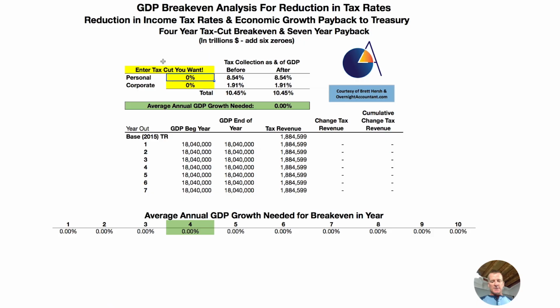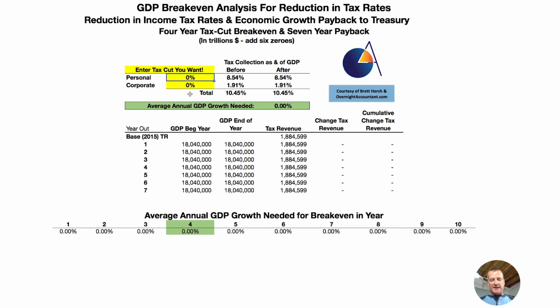Break even means that the tax revenue collected is the same as it was before the tax cut. And on this particular spreadsheet, we're looking at a 7-year payback, meaning that all the taxes lost from that tax cut are recouped within the 7-year period. This is just like studying a business break even. Same basic theory, but we're looking at the economy as a business, which it is, a giant business. So you can only enter where it's highlighted. All the other cells are protected.